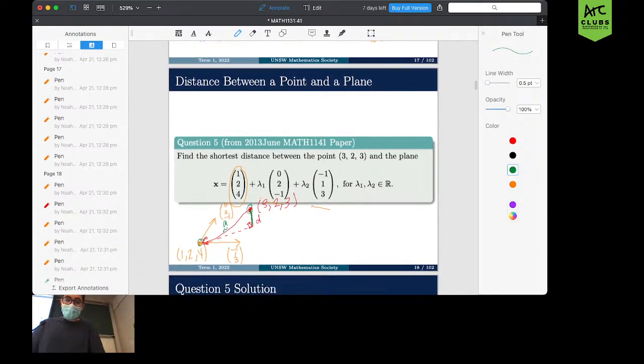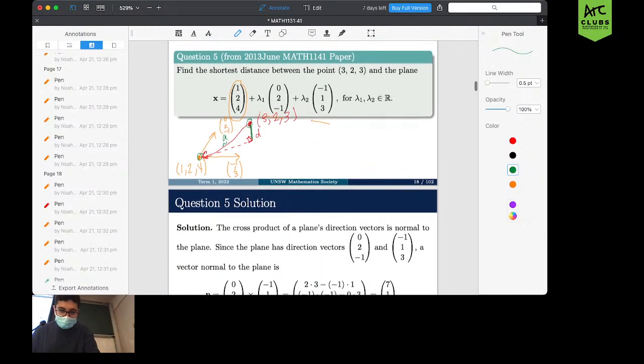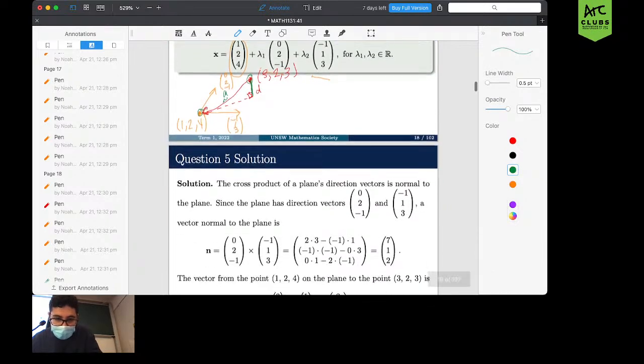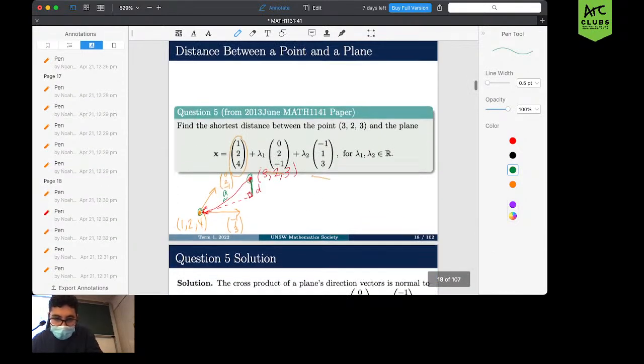So let's begin by finding the vector from 1, 2, 4 to 3, 2, 3. So that would be equal to, sorry, I keep pressing this button. Sorry about it. Okay. That would be 2, 0, minus 1. So that's just the position vector 3, 2, 3 minus the position vector 1, 2, 4. And now once we have that vector, I'm going to call it A, like I did in the diagram. What we need to do is find the projection of that onto the normal to the plane.